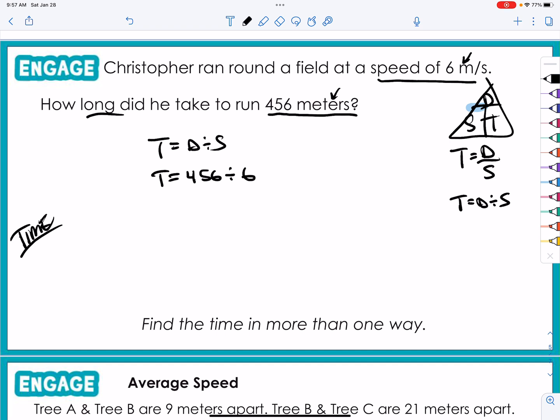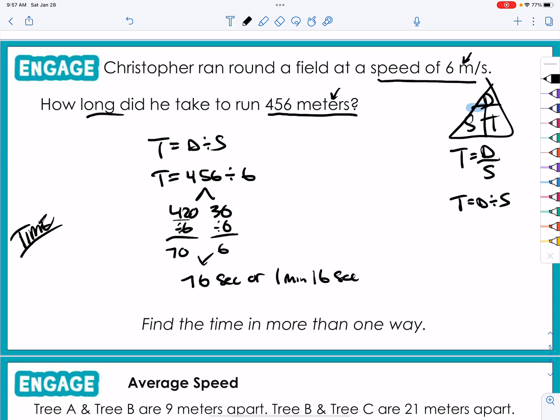Well, let's see. I'm going to use some branching on this one, a 420 and then a 36. If I break that 456 into those two numbers, because they are both easily divisible by 6. 42 divided by 6 is 7, so that's 70. 36 divided by 6 is 6. So it took 76 seconds, or 1 minute, 16 seconds. Both of those are the same. Both of those work out.